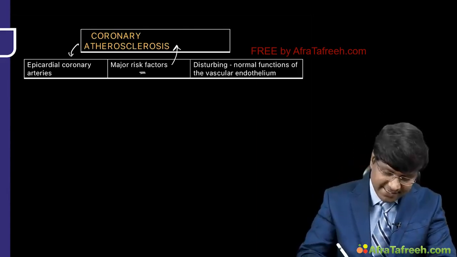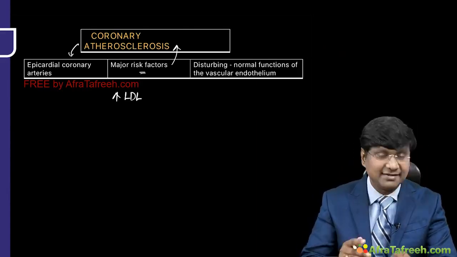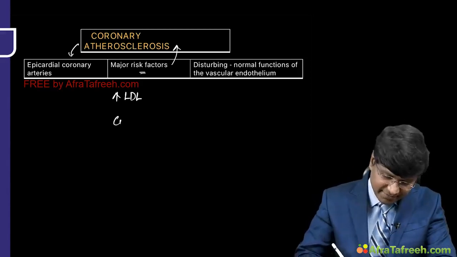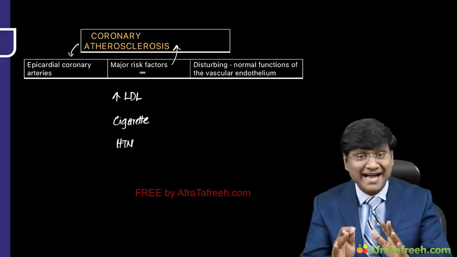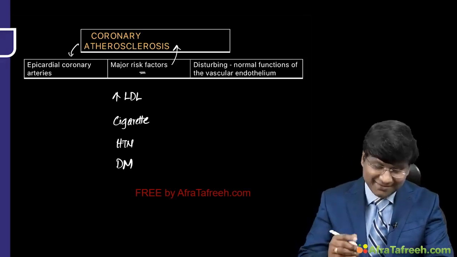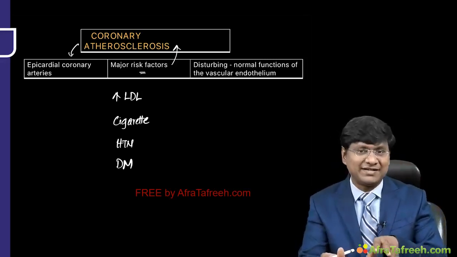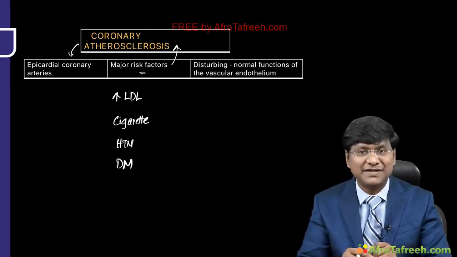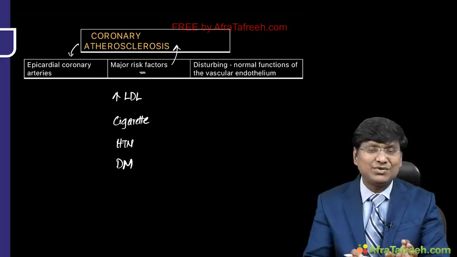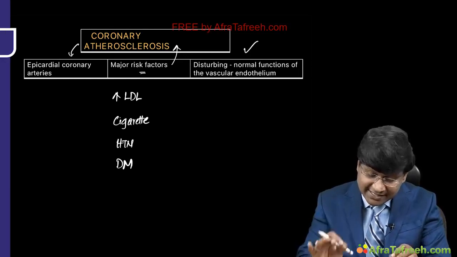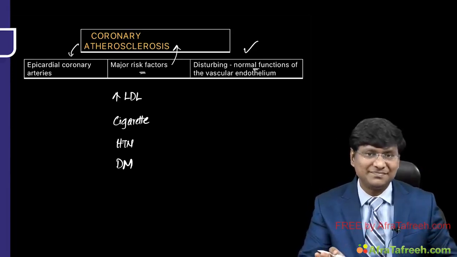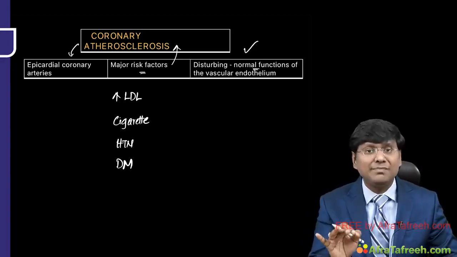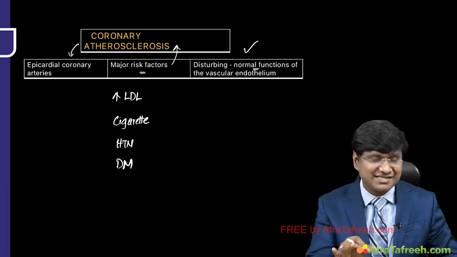That includes increased levels of LDL, that is dyslipidemia. Number 2, cigarette smoking. Next, hypertension, and then diabetes mellitus. So these are the major risk factors which will contribute to the development of atherosclerosis. Now, this atherosclerosis, what it does, it will disturb the normal functioning of the vascular endothelium, right? Now, once the normal functioning of the vascular endothelium is disturbed, what will happen?